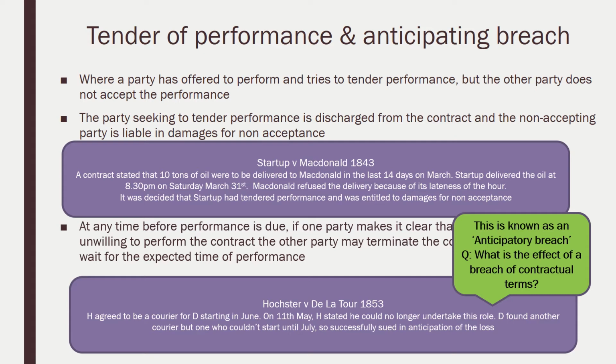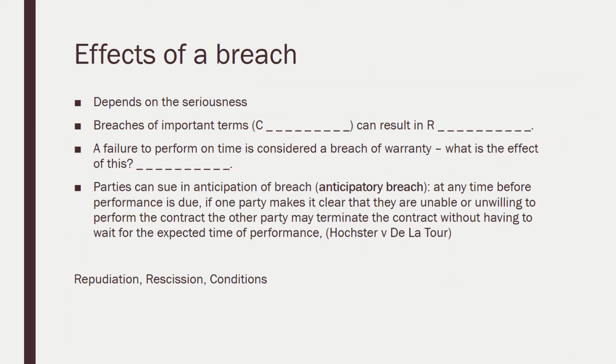If they said, I can still be a courier, but perhaps I need to slightly amend the hours or use slightly different equipment, different transport, then that may not be a breach of a condition, but instead a breach of a secondary term of the contract, a breach of warranty. So depending on what has been breached leads us to the outcome of what the breach would be. So hopefully this is ringing some bells.